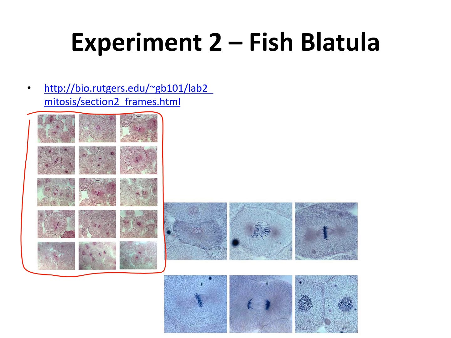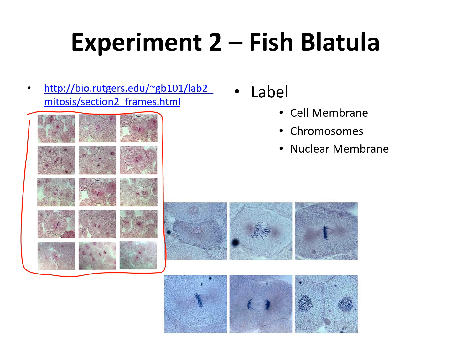And again, when you draw these on the lab, make sure that you label the cell membrane, the chromosomes, the nuclear membrane, and the spindle fibers if they are visible.